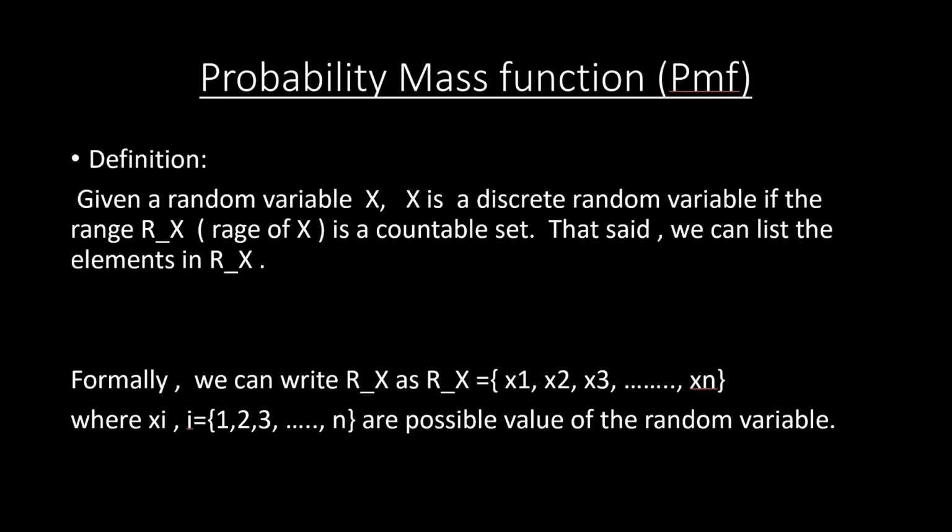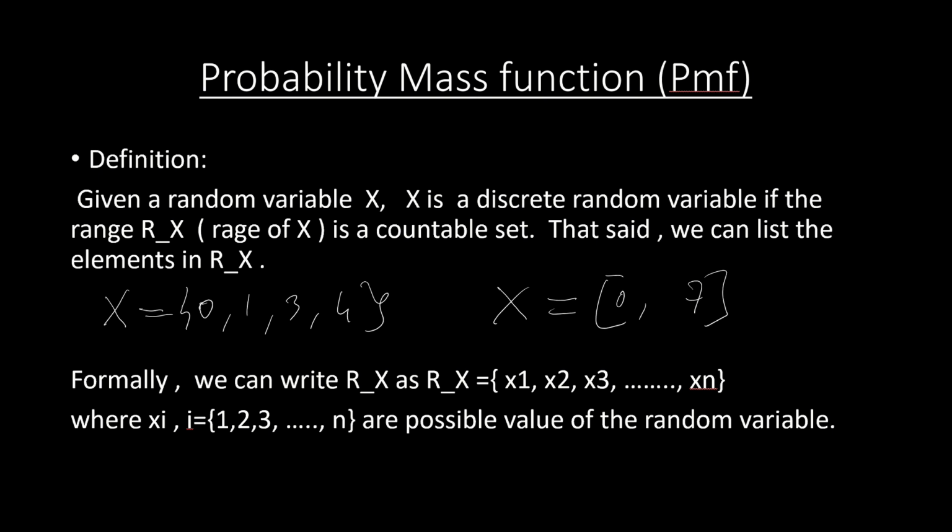Formally, we can write Rx as x1, x2, x3 up to xn, where xi are possible values of the random variable. So if we have the set x equal to 0, 1, 3, 4, you can clearly see that we can count all the elements in this set. So this is a discrete random variable. However, if you have a set S, which is something like 0 to 7, this is a continuous random variable because you cannot count the elements in this set.